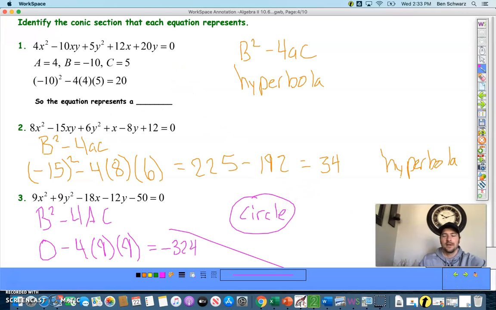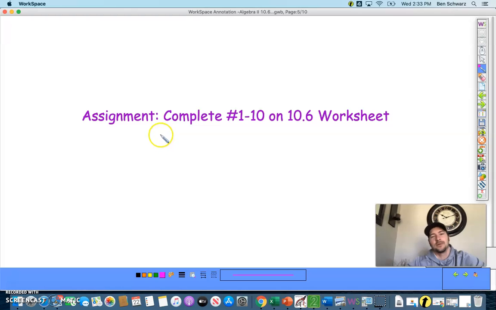All right, so there we go. Like I said, we're breaking this up into two assignments. So for right now, just do 1 to 10 on the 10.6 worksheet, and we'll finish up the rest tomorrow.